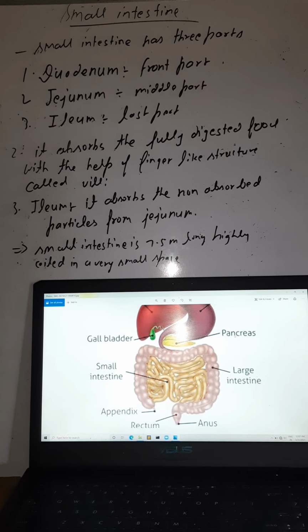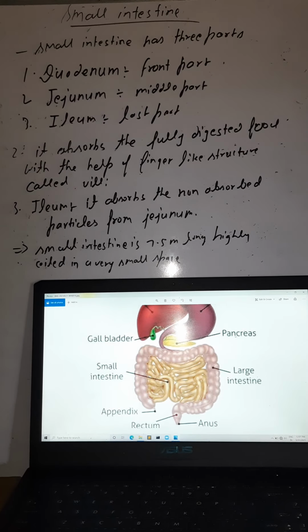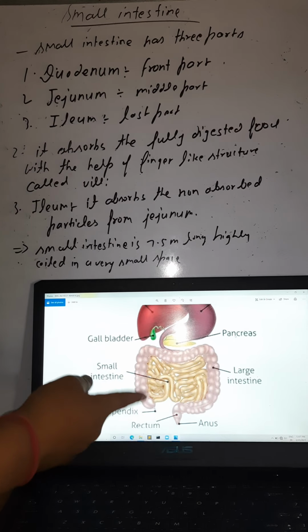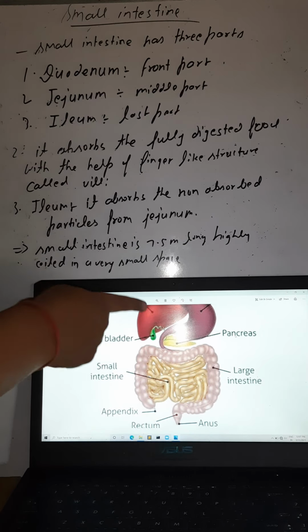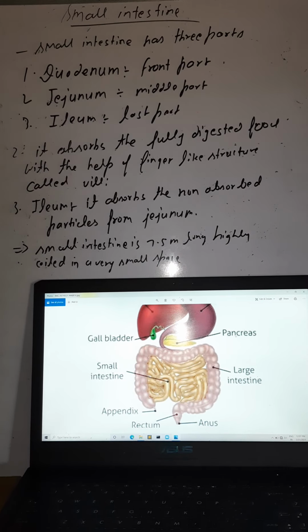Okay, so that's all for today. We'll be discussing some other topics of this chapter, nutrition in plants, which is currently in progress. We would be discussing the remaining parts, the gallbladder, liver, pancreas, and the large intestine. So these things are to be discussed in the next video.